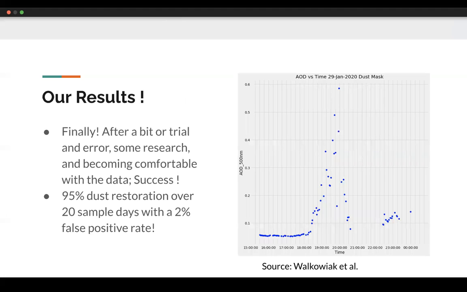So our own results. Following the application of our dust restoration algorithm, we actually had a really positive result, 95% dust restoration over 20 sample days. Where these huge data plumes came from, we actually were able to analyze over 300 days of data, which in hindsight doesn't seem that great. The more data you have, obviously, the more accurate your predictions will be, and the outcome of your journey. So a 2% false positive rate, which actually means that we were only classifying clouds as dust 2% of the time, which is exactly what AeroNet was doing, which is great that we were able to have such a prominent and excellent result.